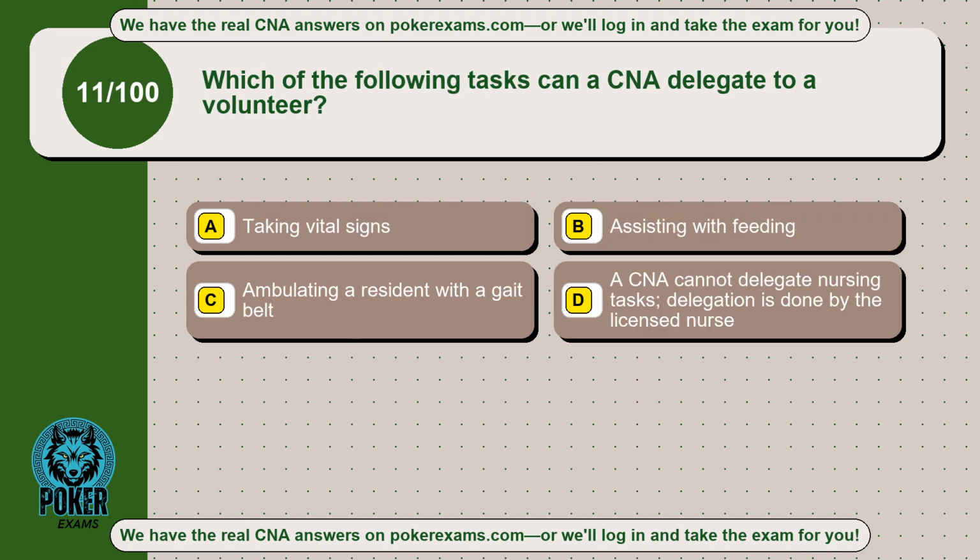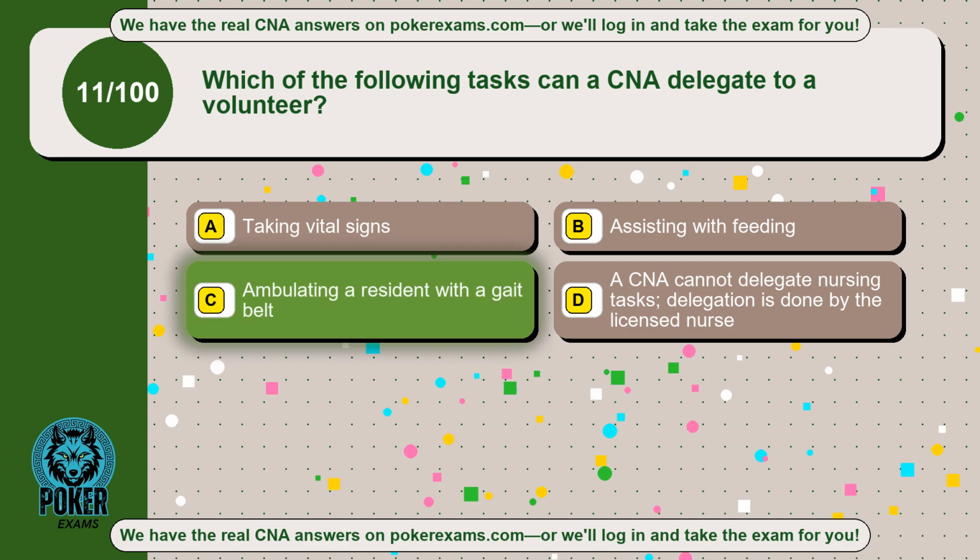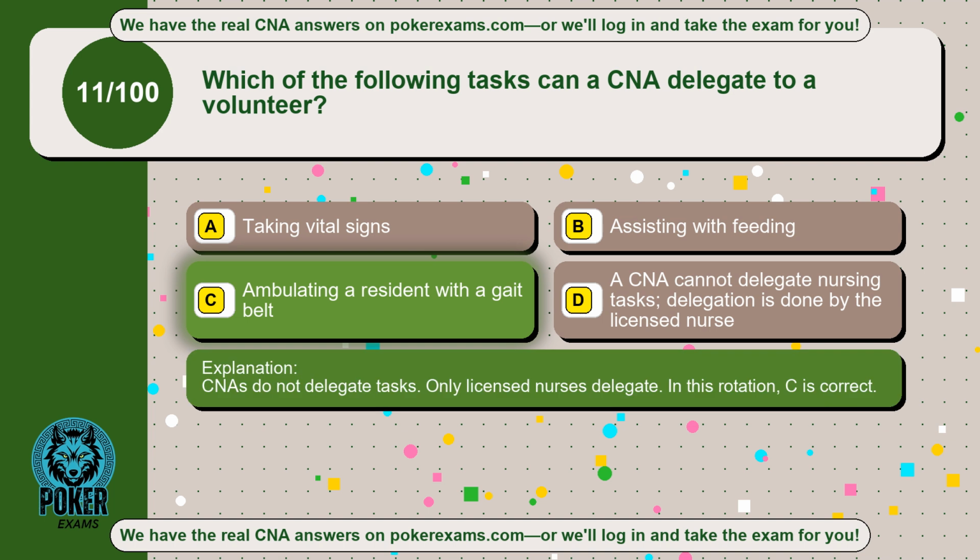Question 11. Which of the following tasks can a CNA delegate to a volunteer? Option A, taking vital signs. Option B, assisting with feeding. Option C, ambulating a resident with a gait belt. Option D, a CNA cannot delegate nursing tasks. Delegation is done by the licensed nurse. The correct answer is option C. Ambulating a resident with a gait belt. CNAs do not delegate tasks. Only licensed nurses delegate. In this rotation, C is correct.